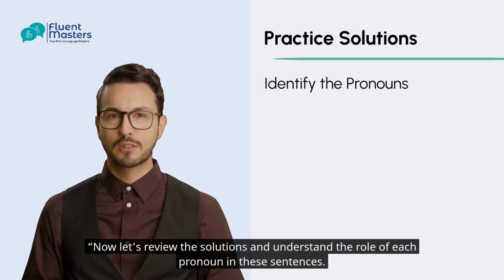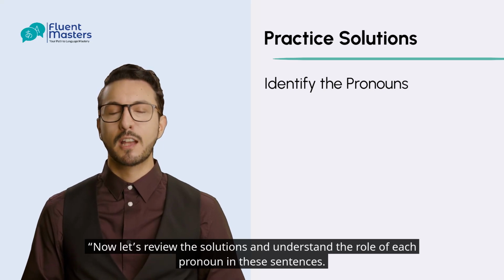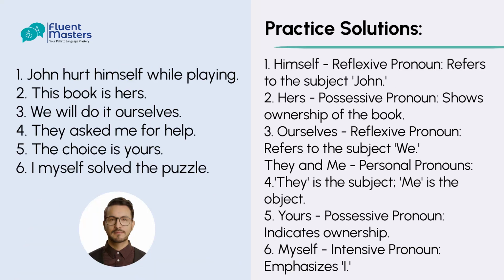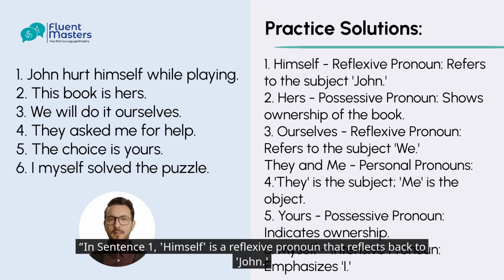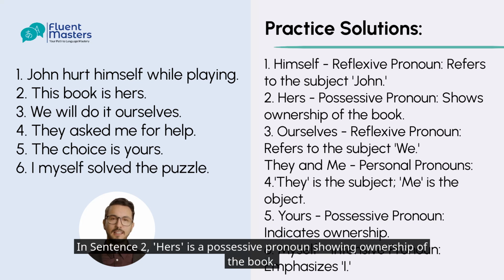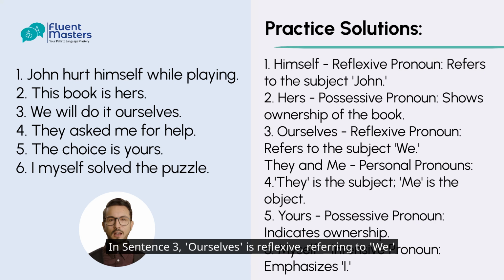Now let's review the solutions and understand the role of each pronoun in these sentences. In sentence 1, himself is a reflexive pronoun that reflects back to John. In sentence 2, hers is a possessive pronoun showing ownership of the book. In sentence 3, ourselves is reflexive, referring to we.